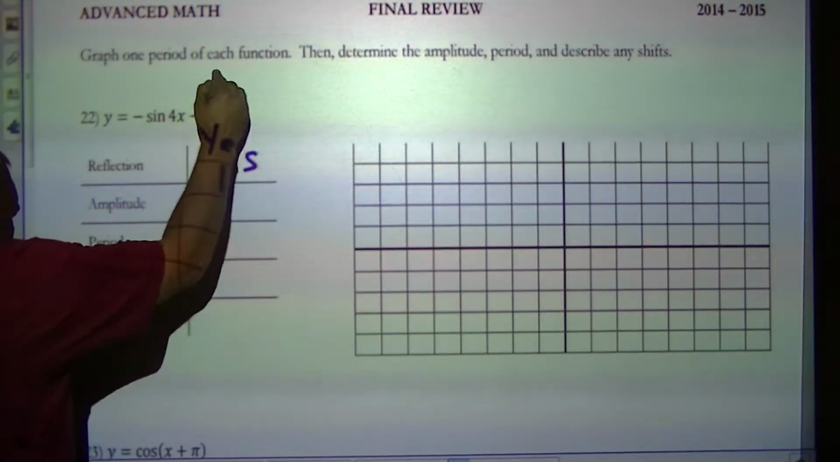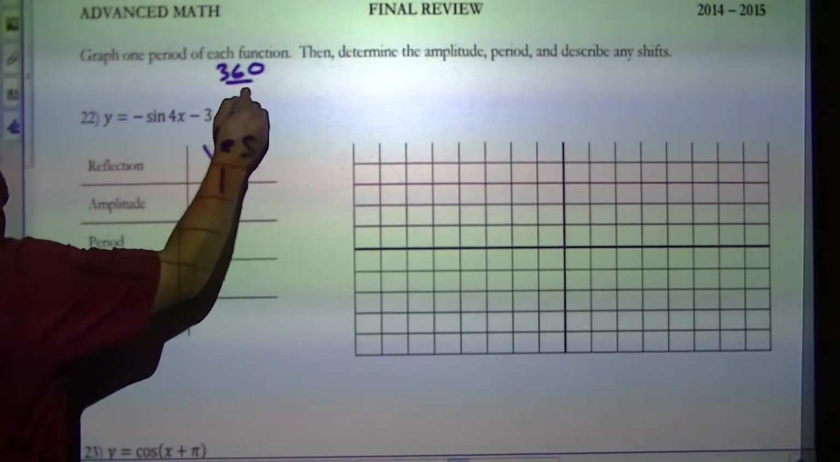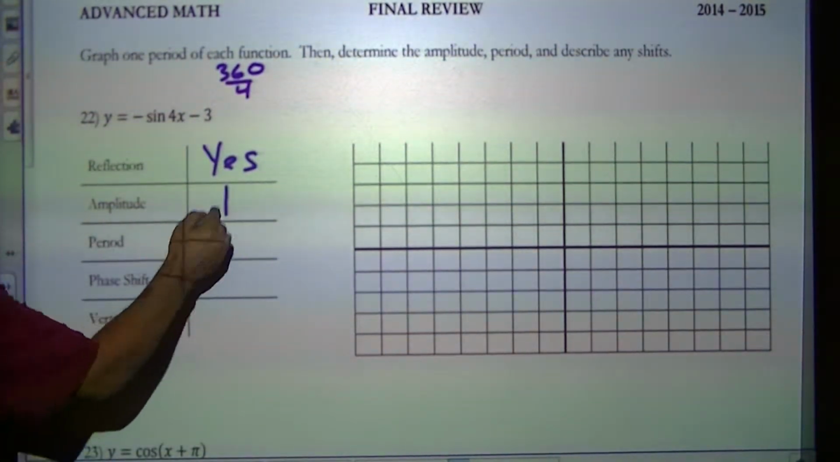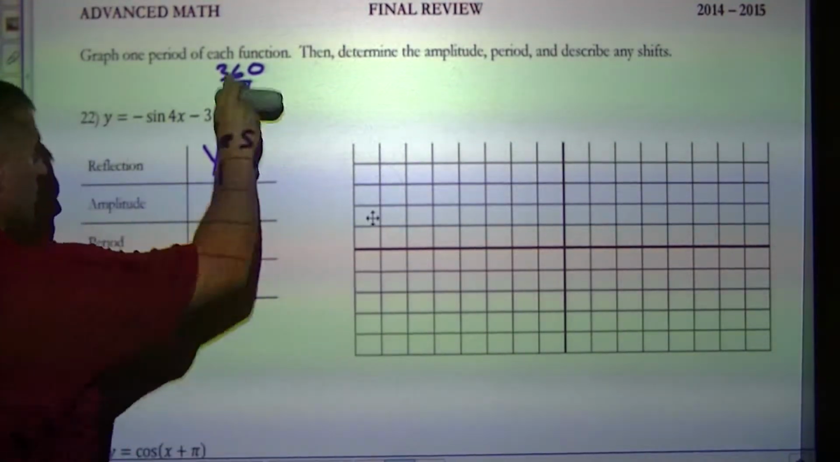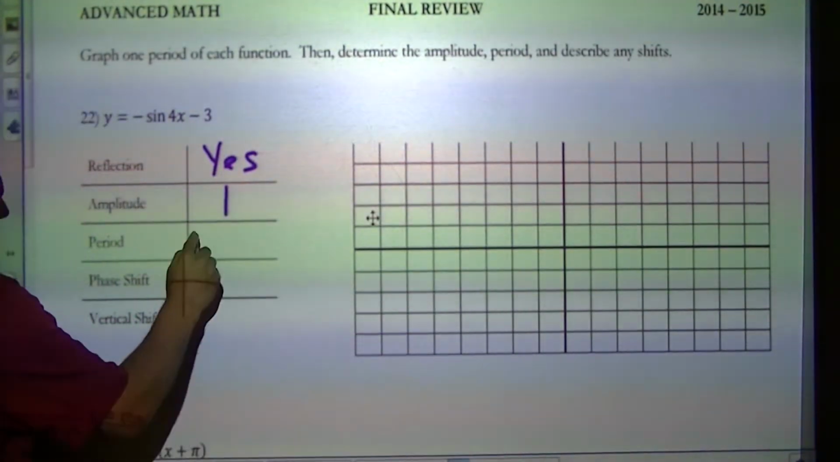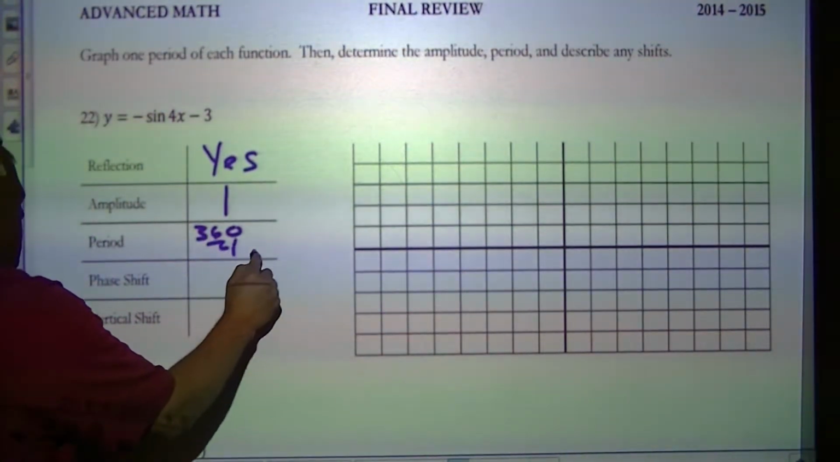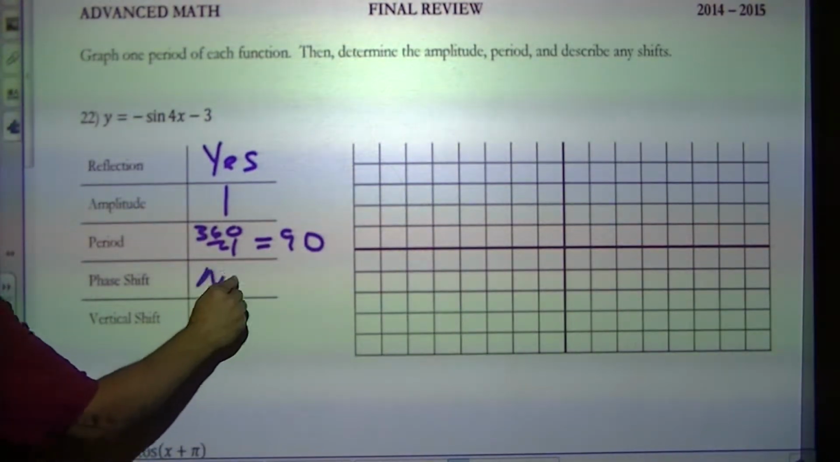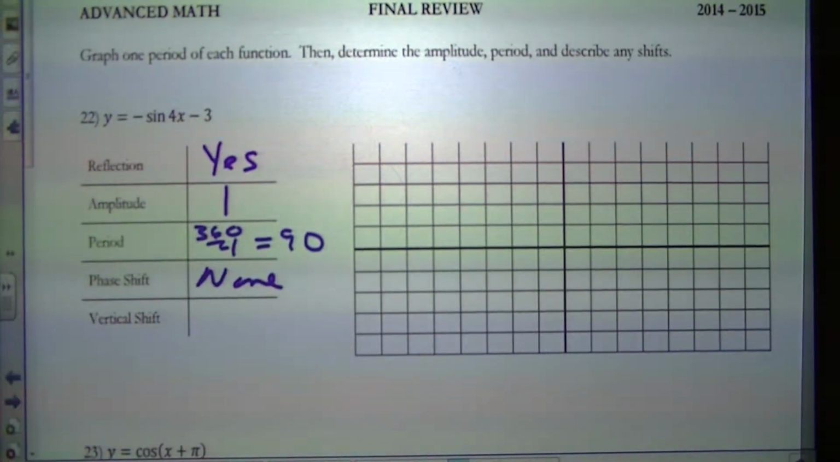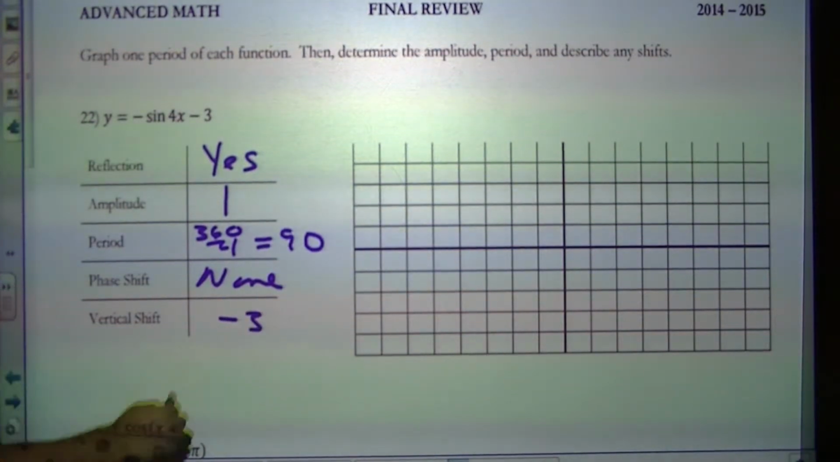The period, what we do is we take 360 and divide by the number in front of x, which is 4. So let me move that down here so you're not confused. 360 divided by 4, which would be 90. I have no phase shift. Phase shift is dictated by parentheses. My vertical shift is -3.